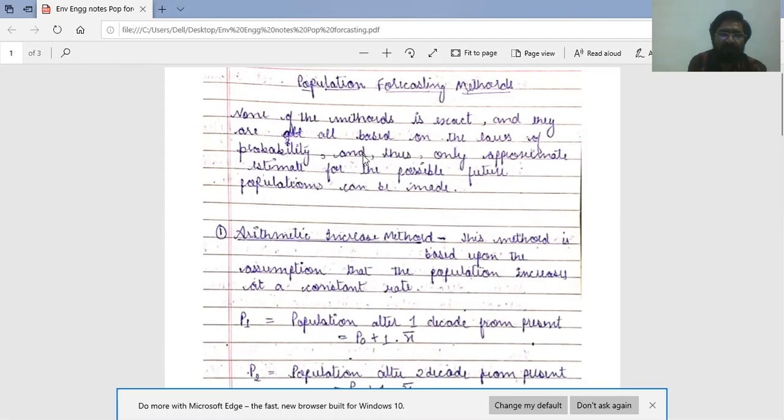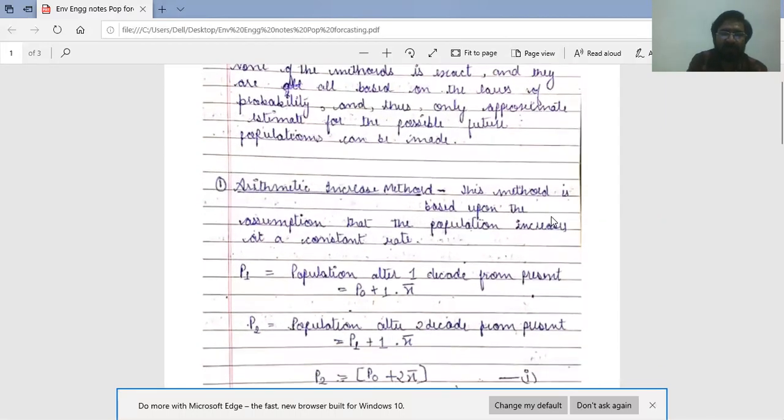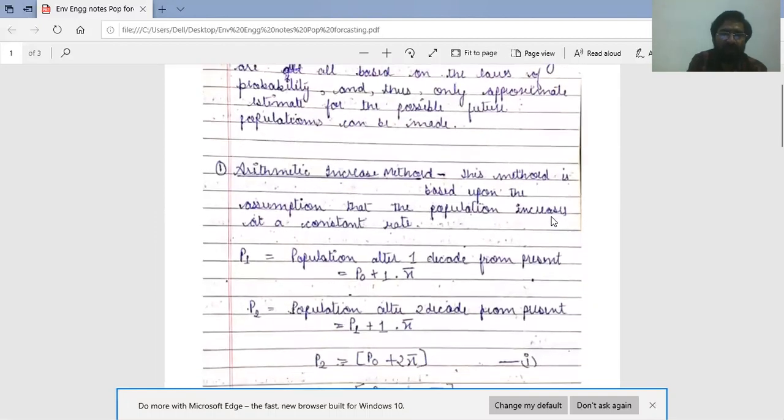In population forecasting, none of the methods is exact, and they are all based on the laws of probability, and thus only an approximate estimate for the possible future population can be made. So the first method of population forecasting is a simple method, not an exact method, and this does not give true data.